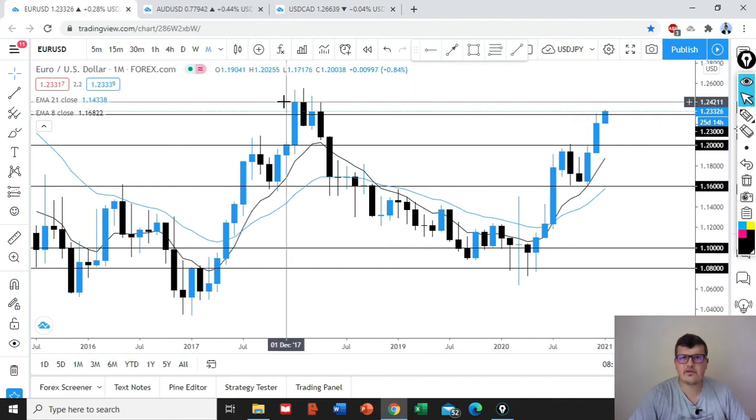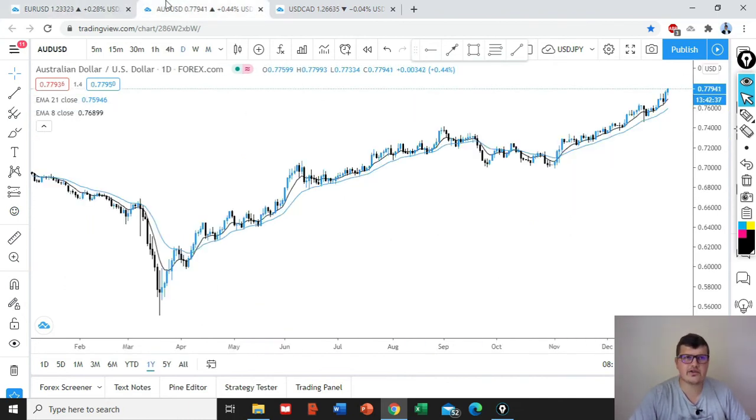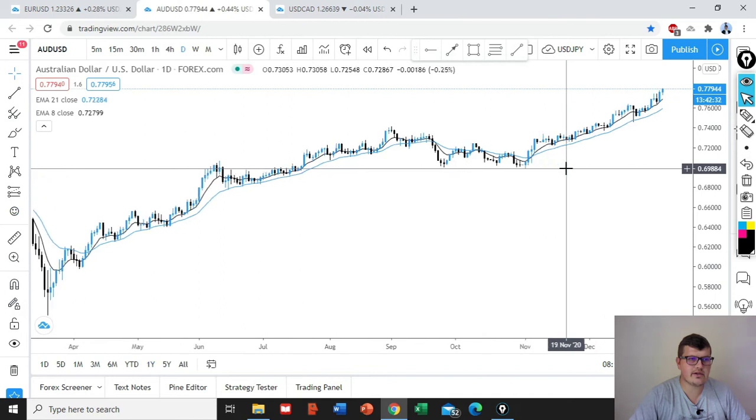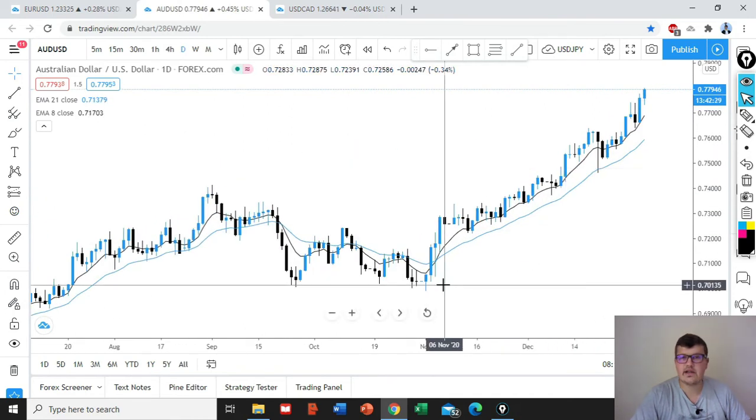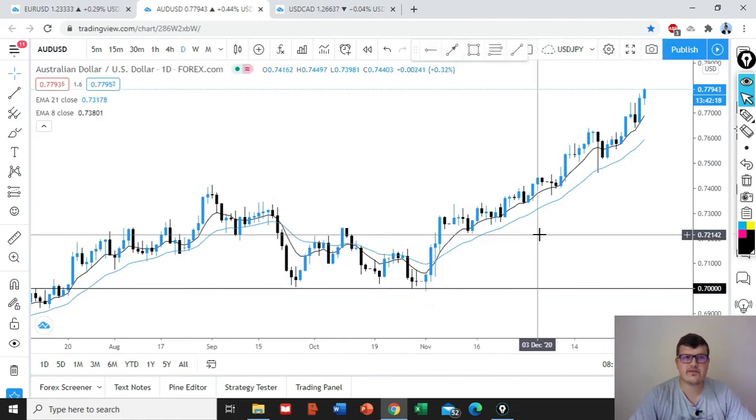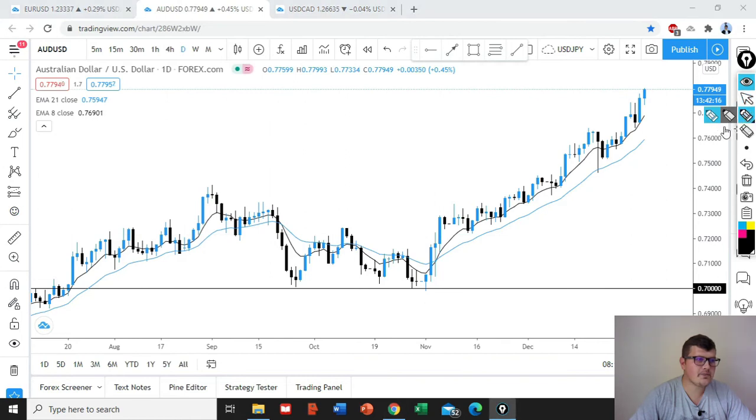So let's quickly go through the Aussie US dollar chart as well. Let's quickly add some psychological levels. A good psychological level on this pair is the nice rounded 0.7 level. So I simply add a horizontal line on TradingView. Let's make the coordinates 0.7 like that. And again, as you can see, it acted as a good support area for price to bounce and react, and then most recently it reacted as a nice support area for this massive rally higher.